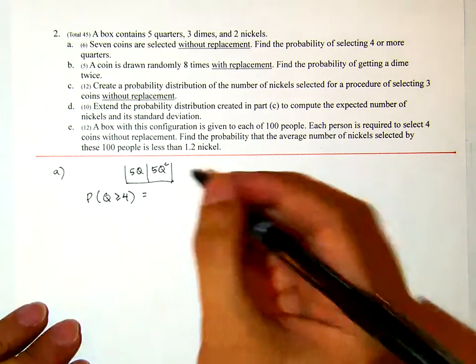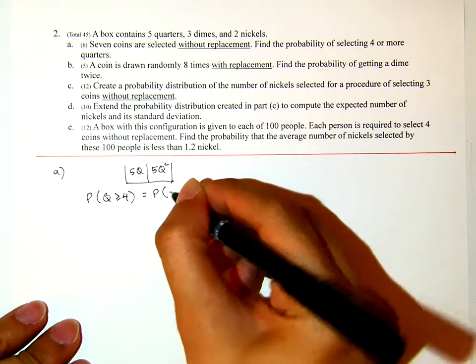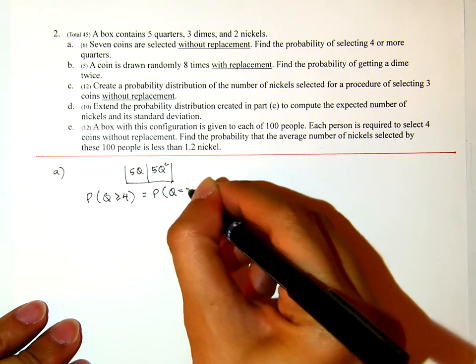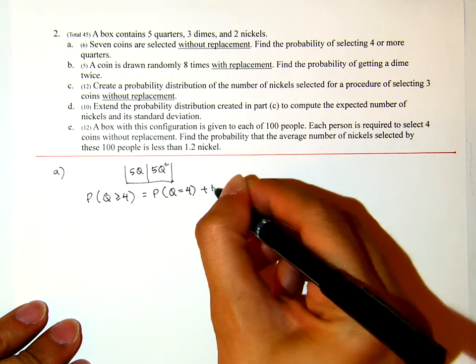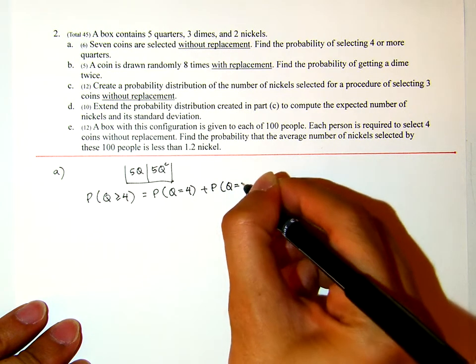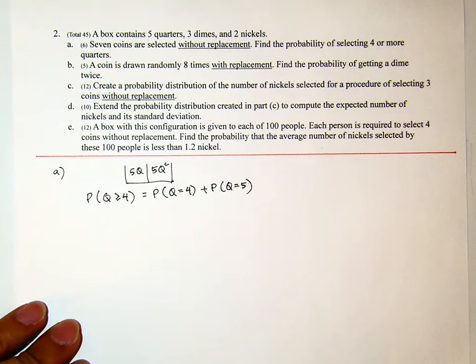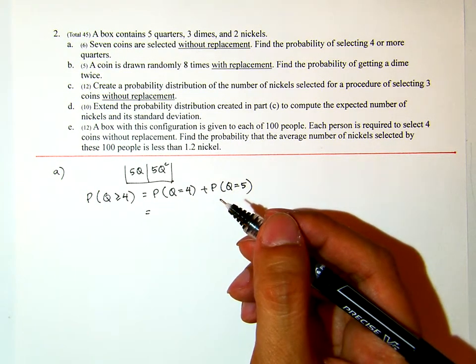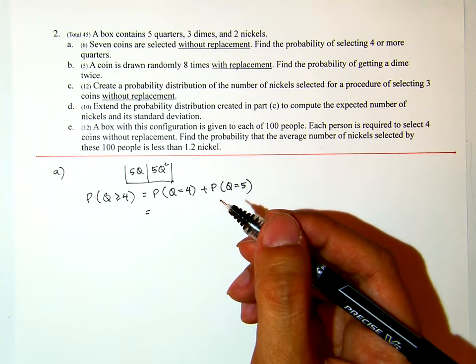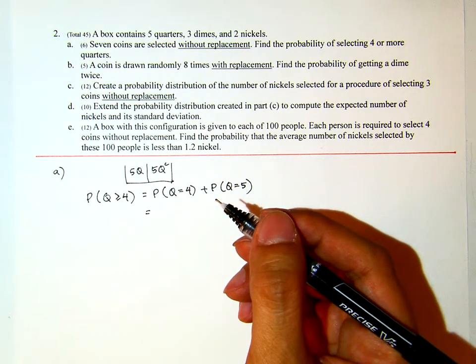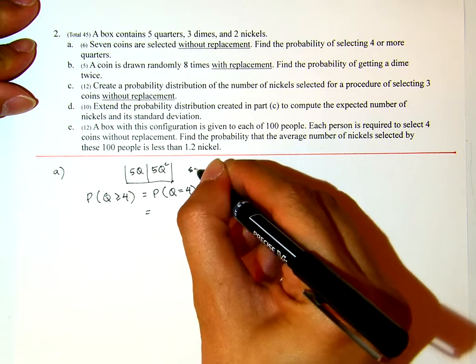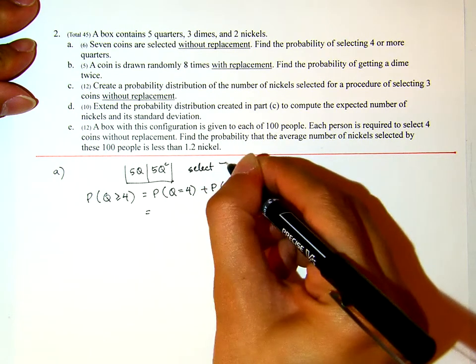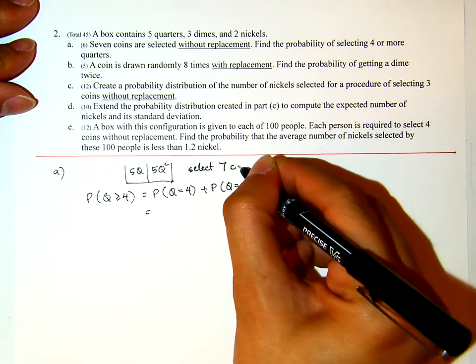But you only have 5 quarters. So we are talking about the probability of having 4 quarters plus the probability of having 5 quarters. Okay, which is equal to, let's see. What is the probability of selecting 4 quarters? We select 7, right? Let me write it down. Select 7 coins.